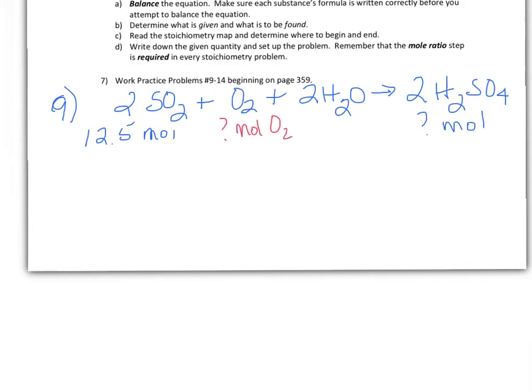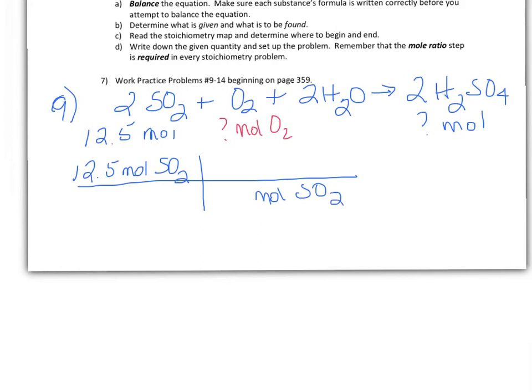All right, so next we would say we have 12.5 moles of SO2, and we need to figure out what molar ratio I would need to use in order to solve for moles of H2SO4. So moles of SO2 would be in the bottom in order to get those to cancel. Moles of H2SO4 would be in the top, and then all you have to do now is add in the coefficients from the balanced equation.